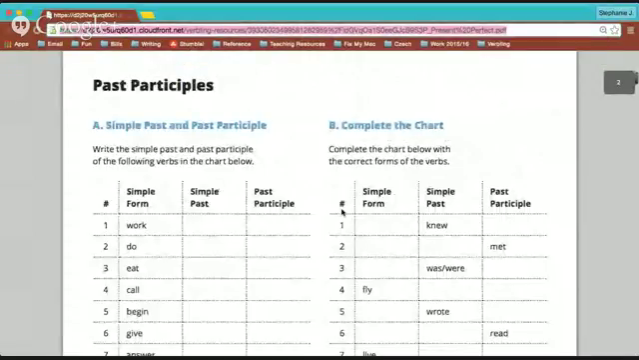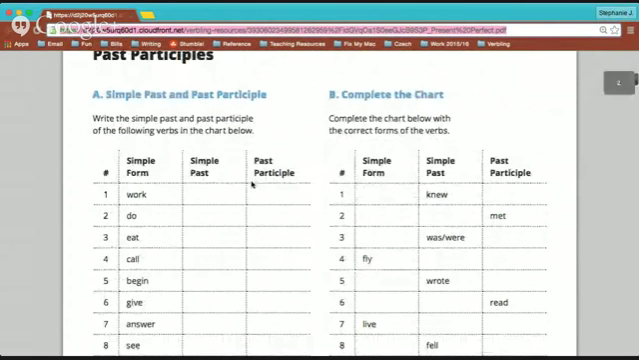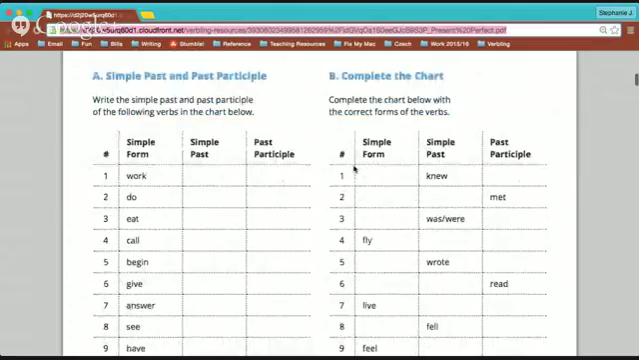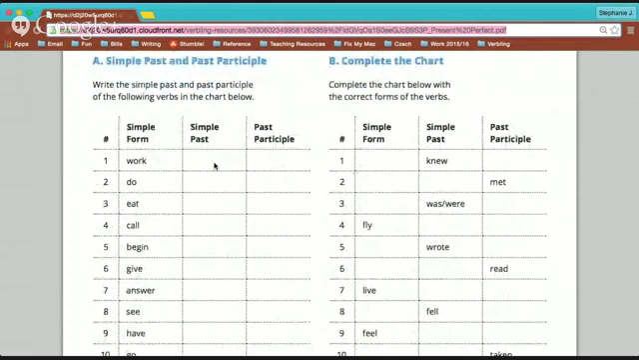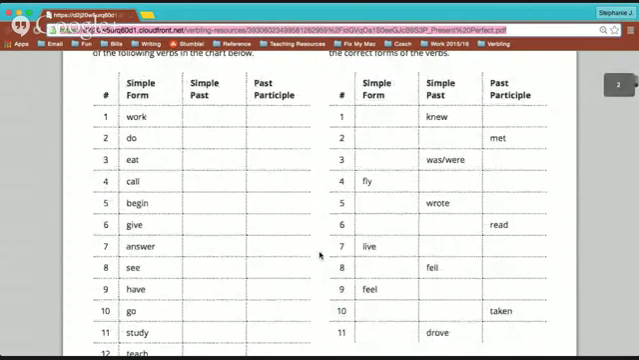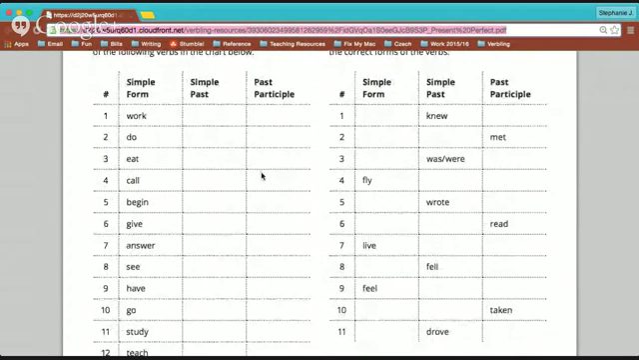All right, here we are. For this, you can either speak out loud or in the chat, whichever you prefer. I wish I could type in this chart, but I can't type in the chart. But it's important to know our past participles. So let's go through this.